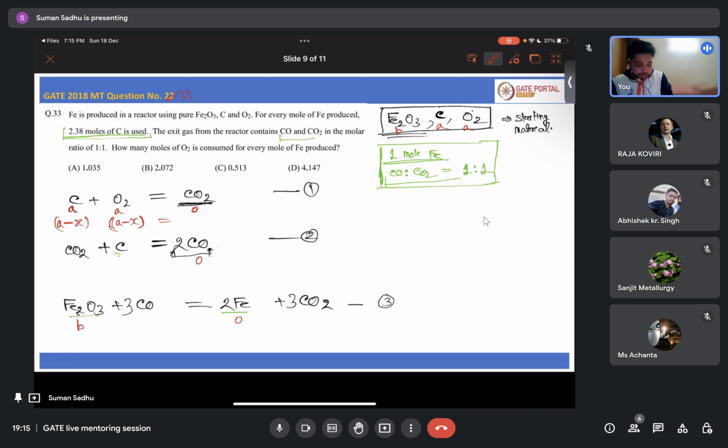How many mole of CO2 will form? Hello? Yes, sir. So how many mole of CO2 will form? Achanta, you can try to answer. If x mole of carbon is reacting with x mole of oxygen, how many mole of CO2 will form according to this reaction?